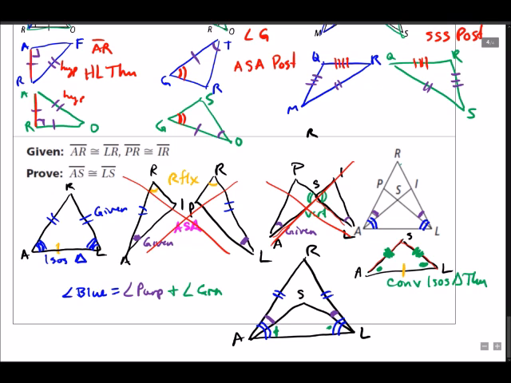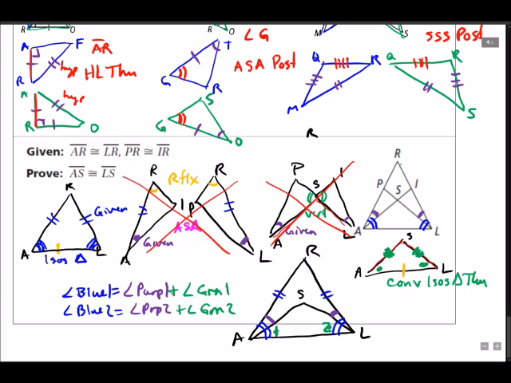We'll call this angle 1 and angle 2. Blue 1 plus purple 1, or equals purple 1 plus green 1, and angle blue 2 equals angle purple 2 plus angle green 2, right? Right and left. You could do left and right. So the left side over here and the right side over here.